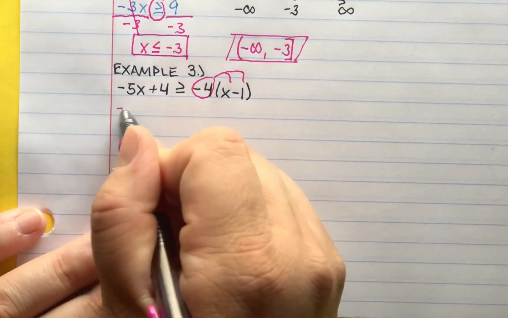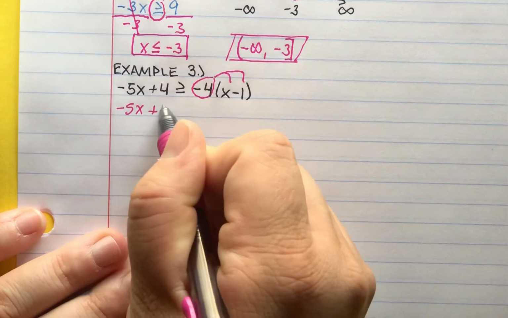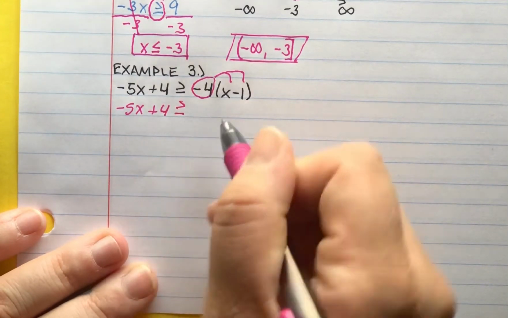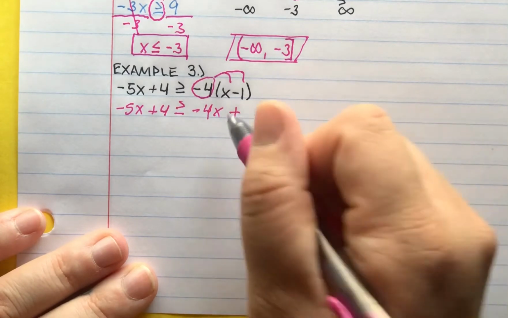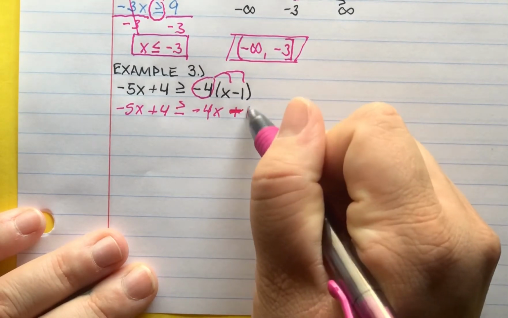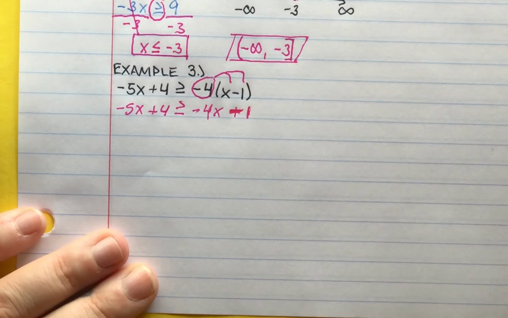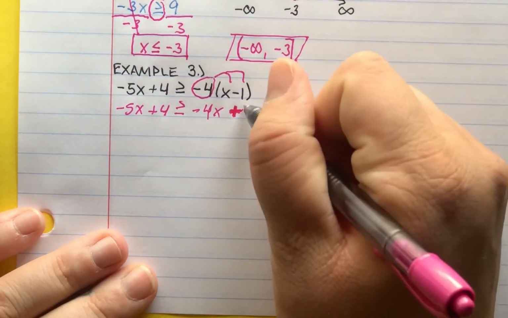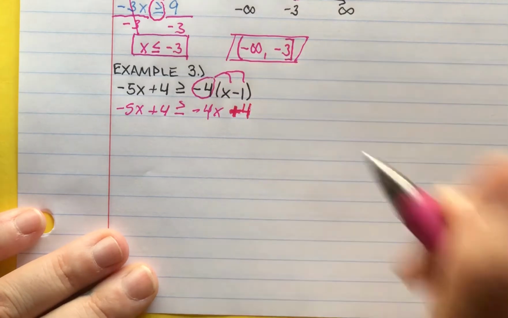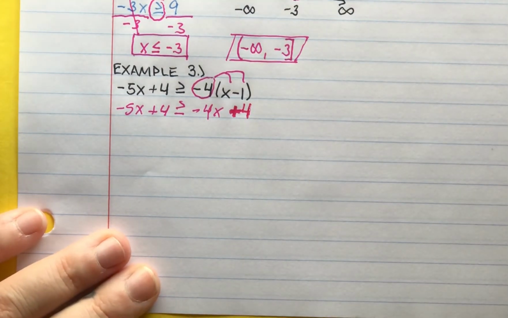So this is going to become negative 5x plus 4 is greater than or equal to negative 4x plus, it is plus 1. Sorry. Negative times a negative is a positive. So 4 times 1 is positive 4.